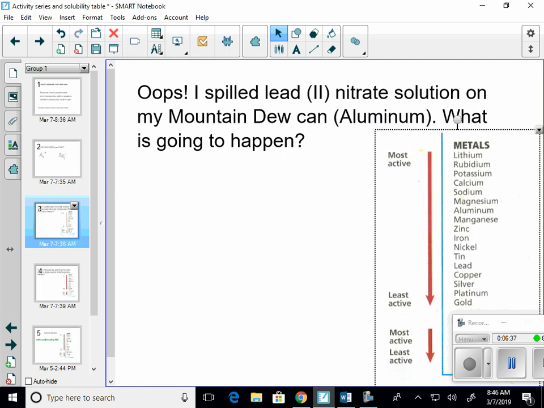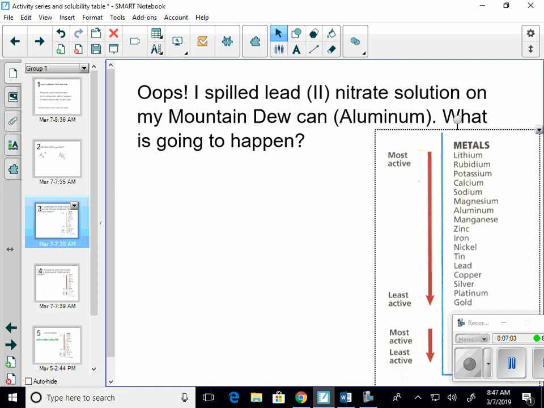Now, not everything in the world can be stable. This activity series, this ranking system that you have in front of you on the right side of your worksheet, shows which elements are most likely to become stable. Which ones are the most reactive? You can see even on mine up here, it says most active on the very top, least active on the bottom.